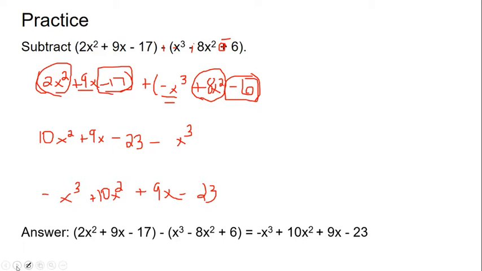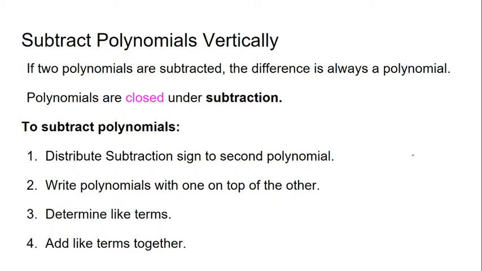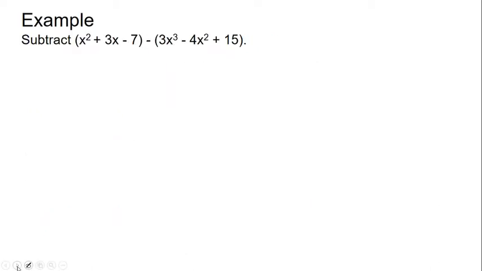Alright, so now we're going to move on to subtracting, just like how we did addition in vertical. We're going to now do subtraction vertically. So it's the similar way that we did it to the addition, except we have to first add in that first step of distributing our subtraction sign. So we're going to take our subtraction, we're going to do x squared plus 3x minus 7 minus 3x cubed minus 4x squared plus 15.